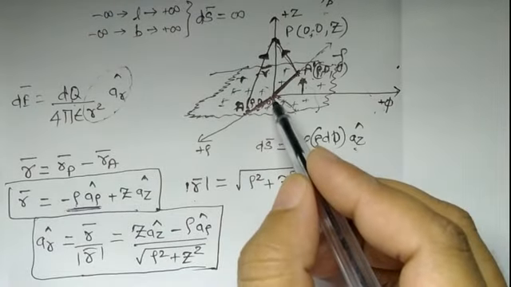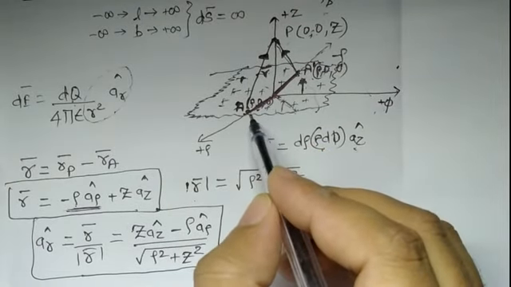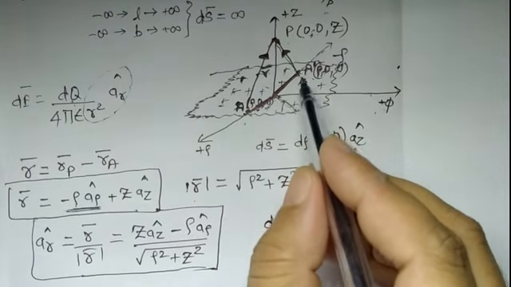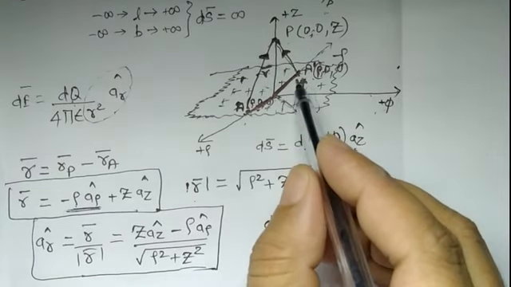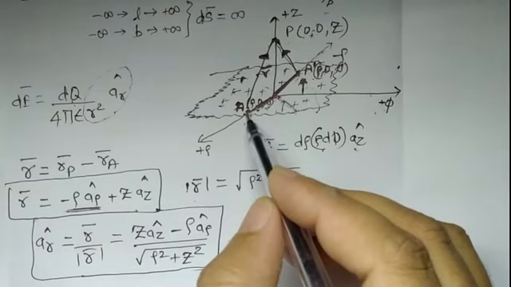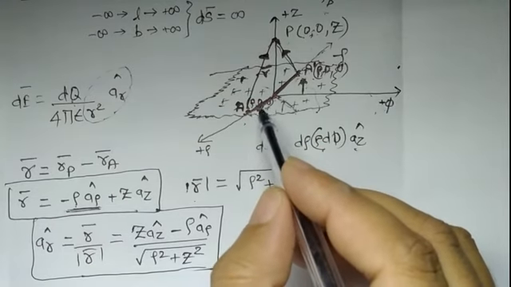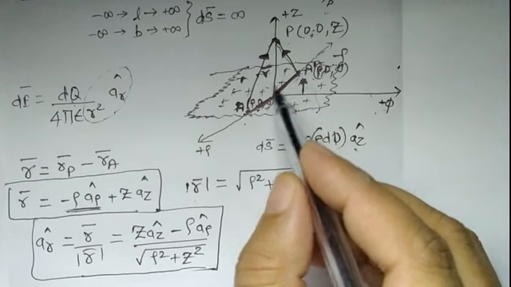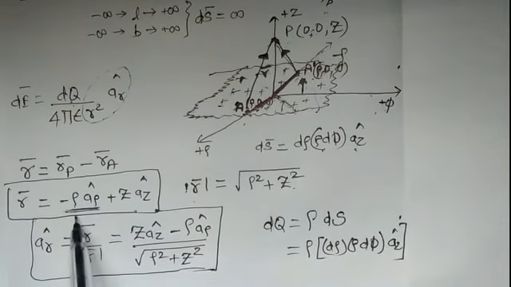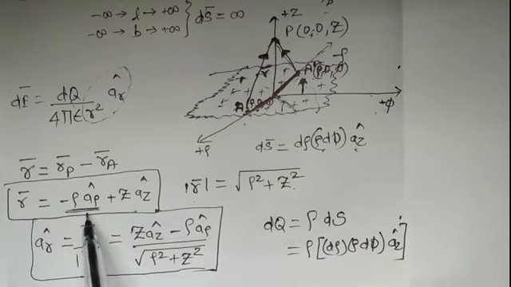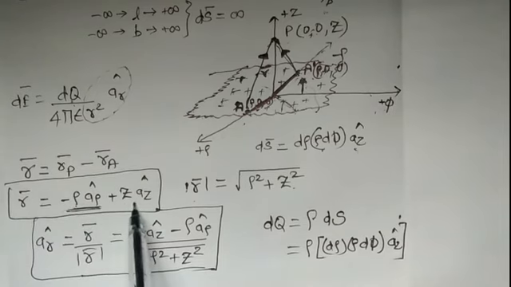Right? Because point A is located at a distance of rho from the origin. Point A dash is also located at a distance of rho from the origin. So this radius will remain the same, and therefore the effects will nullify each other, and the radial component can be neglected, leaving behind only z into a z cap.